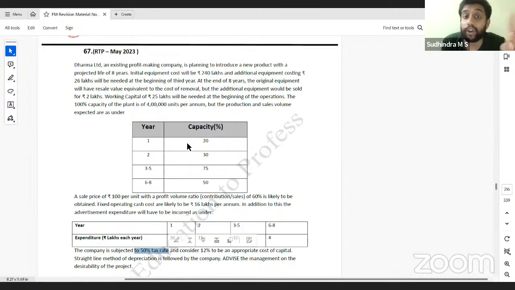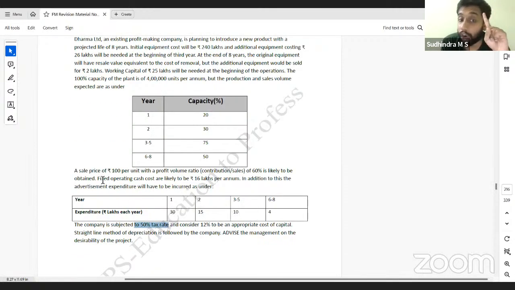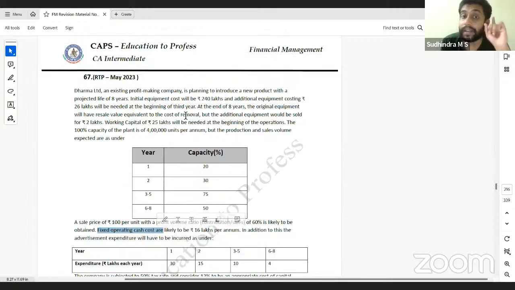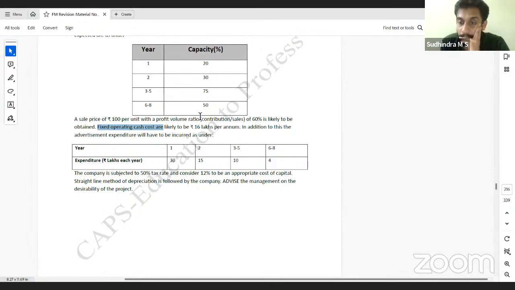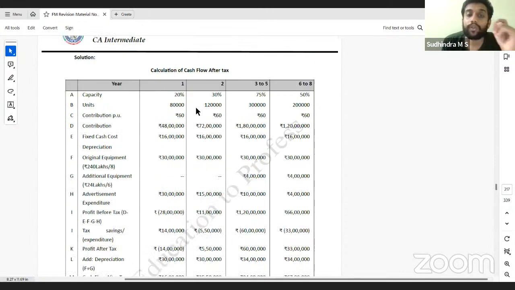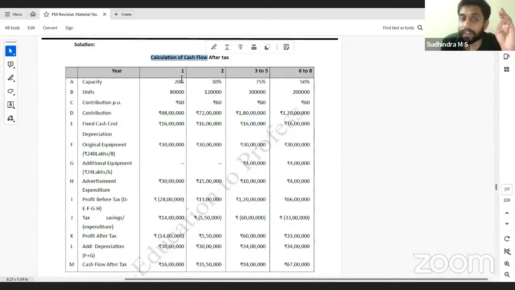Since tax rate is given, we should also consider depreciation. Depreciation is not included in this because this is cash cost. So separately, we have to calculate depreciation. Are we understanding? Yes, sir. So first we have to calculate cash flow after tax.